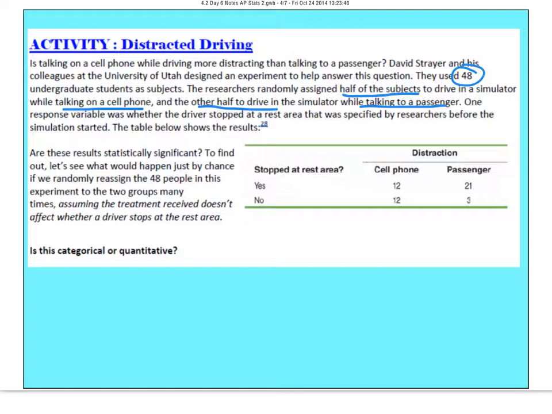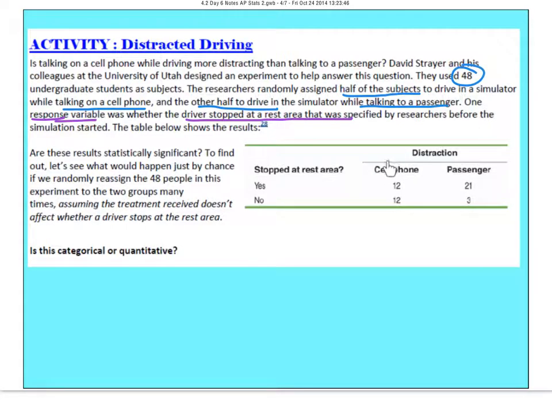The response variable that was measured in this case is whether they stopped at the rest area that was specified before the simulation. So what they did is they wanted to know if the results were statistically significant. Here are the results that they had.